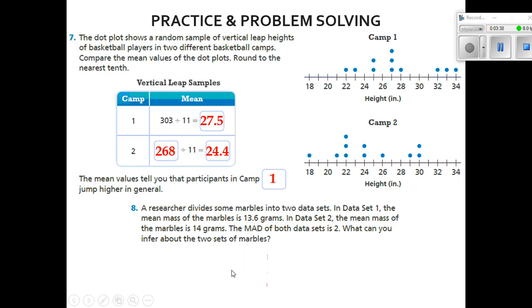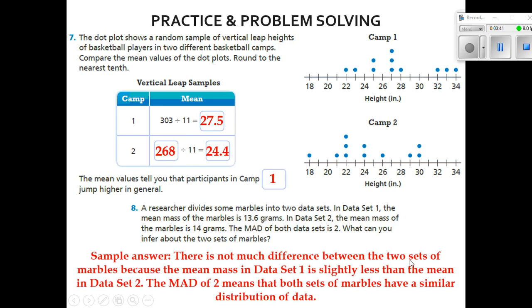Well, first we can say there is not much difference between the 2 sets of marbles because the mean mass in data set 1 is just slightly less than the mean in data set 2. Remember, we're talking 13.6 and 14 grams. That's only a difference of 0.4. The MAD of the 2 data sets shows that both sets of marbles have similar distribution of data. And that simply means that the data isn't spread really wide. If we were to find the range, taking the difference of each one and then finding the average of it, we're going to see that they're pretty close to each other.